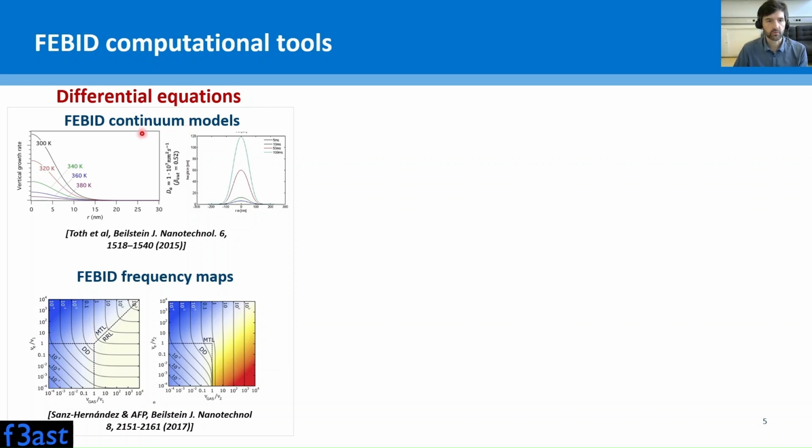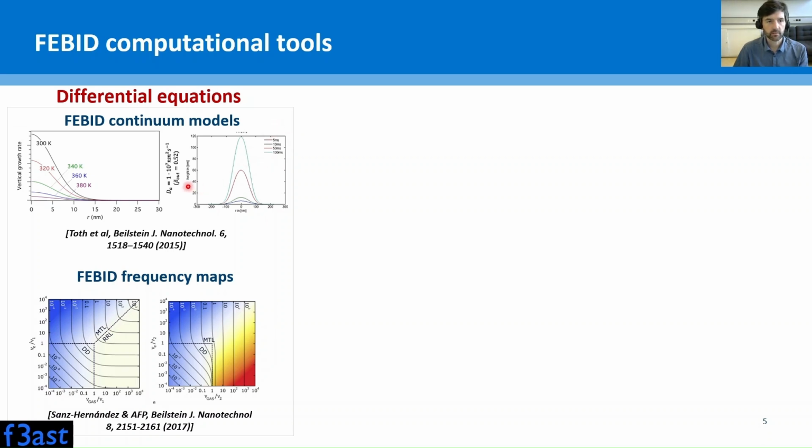The FEBID continuum models give us really key information about the FEBID process. Starting, for instance, with the vertical growth rate, how fast the deposit grows as a function of the different competing interactions that we have, or, for instance, the shape that I have during the deposit, which may depend on many parameters, in this case, as a function of the dwell time.